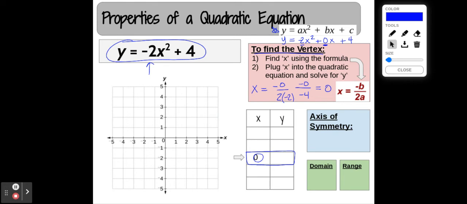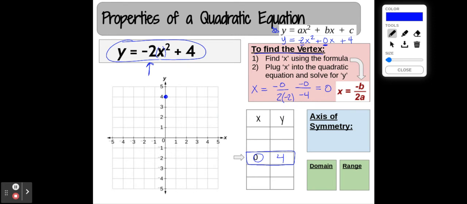Okay, there's 0. Now I'm going to take that 0 and I'm going to plug it in for x into the quadratic equation. I'm going to solve it for y. Well, as soon as I square 0, multiply it by -2, it all goes away. So I'm going to get 4 here for my vertex. All right, go ahead and plot that. Let's plot that on the coordinate plane, 0, 4, way up here. Remember, this has a -2 a value, so it's going to open downward. So this vertex is going to be a maximum point at the very top of the graph.